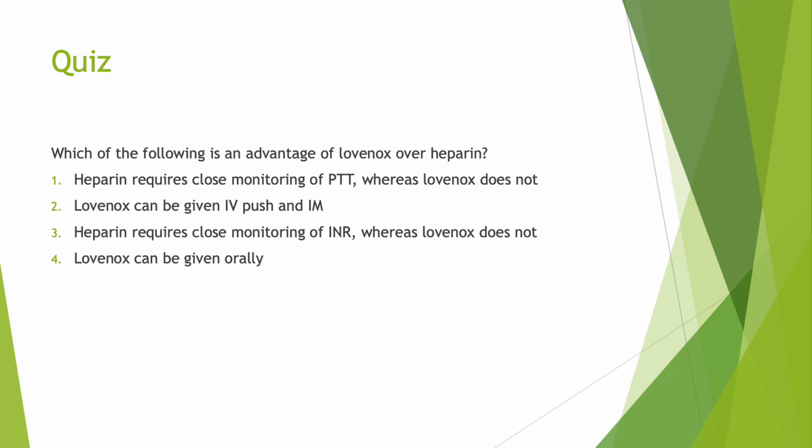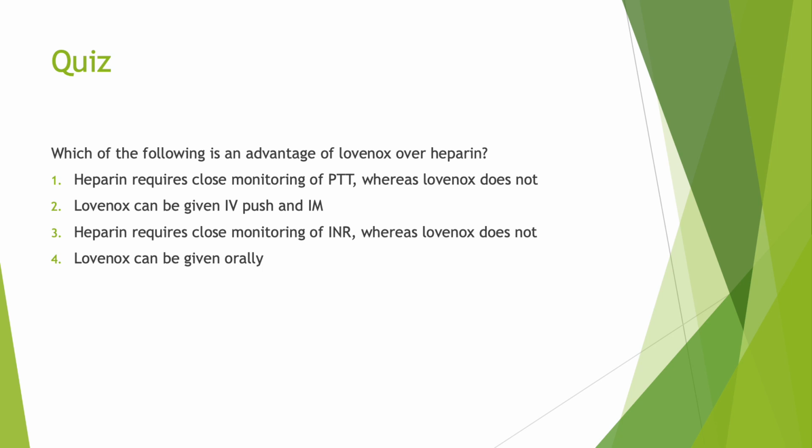Let's take a quiz. Which of the following is an advantage of Lovenox over heparin? Number 1, heparin requires close monitoring of PTT, whereas Lovenox does not. 2, Lovenox can be given IV push and IM. 3, heparin requires monitoring of INR, whereas Lovenox does not. Or 4, Lovenox can be given orally. Pause the presentation and consider your answer.